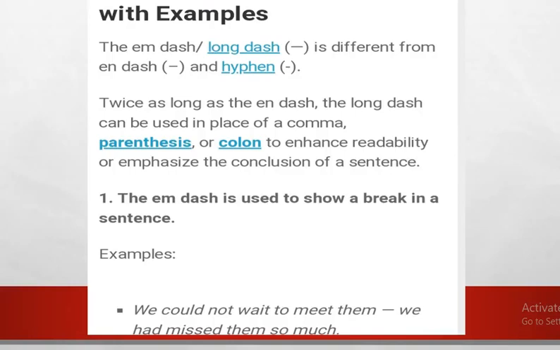When to use the em dash? The em dash, or long dash, is different from the en dash and hyphen. Twice as long as the en dash, the long dash can be used in place of a comma, parenthesis or colon to enhance readability or emphasize the conclusion of a sentence. The em dash is used to show a break in a sentence. We could not wait to meet them, we had missed them so much.